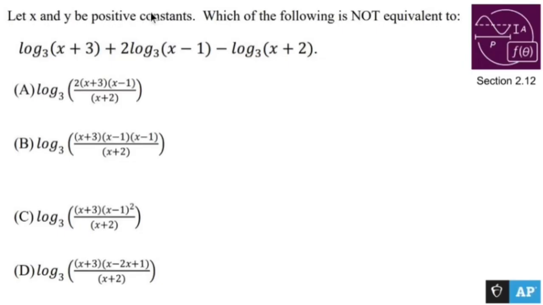Let x and y be positive constants. Which of the following is not equivalent to log base 3 of x plus 3 plus 2 log base 3 of x minus 1 minus log base 3 of x plus 2? All of these have the same base, which means they combine.